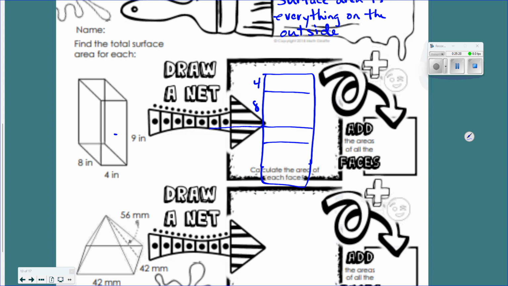I did that one wrong. Oh, this is the 9 inch. Okay. So this one is going to be 4 by 9. So again, we have 3 shapes. I've got a rectangle here, rectangle here, rectangle. Just for the record, these are all in inches.